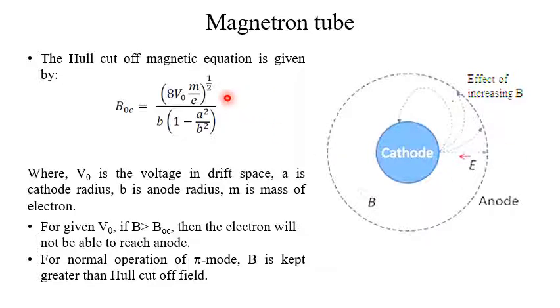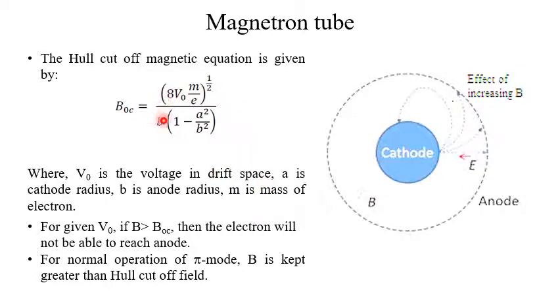The Hall cutoff magnetic equation can be written in this way. We are not going to discuss the mathematical derivations of these things, but the Hall cutoff magnetic induction is actually dependent on various factors like A and B. A is the radius of the cathode, B is the radius of the anode, M is the mass of the electron, E is the electronic charge, and V0 is the voltage in the strip space.